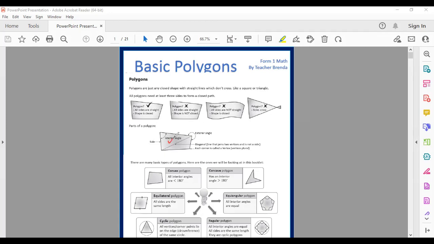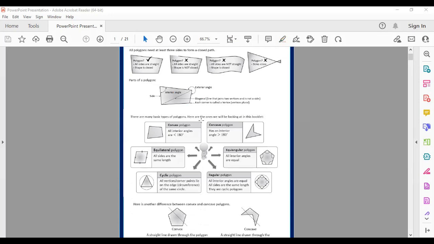You must know what's an interior angle. I think you guys know that. Exterior angle, what are diagonals? Each corner is also called a vertex. These are some terms. Now, going down to our first page.